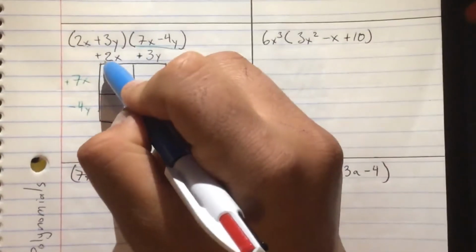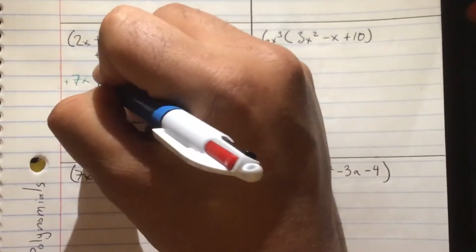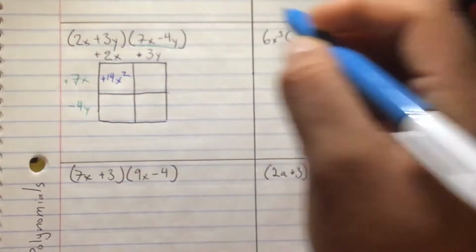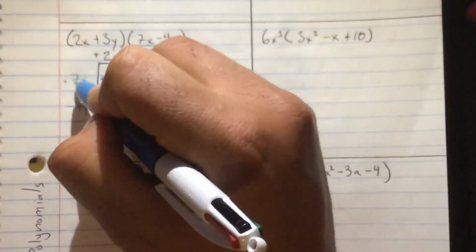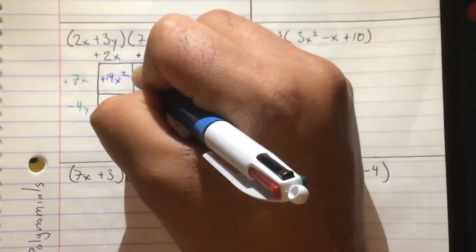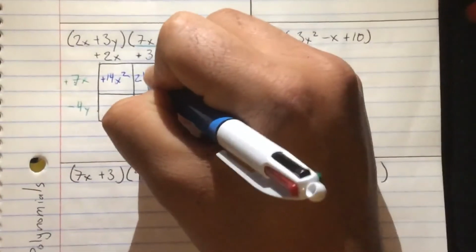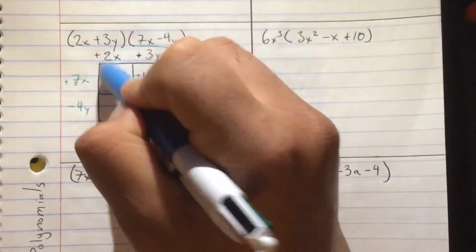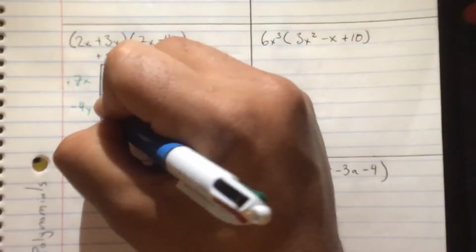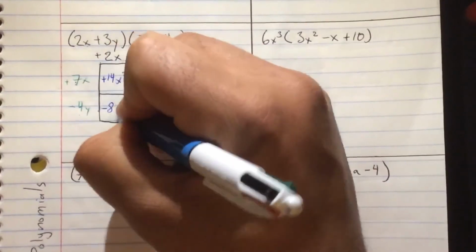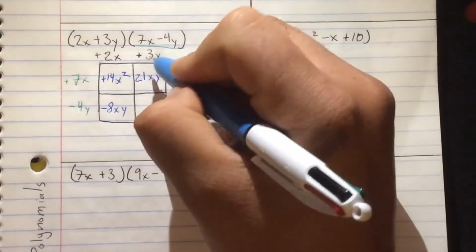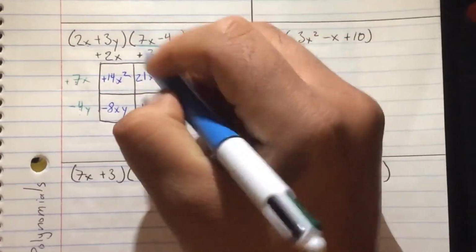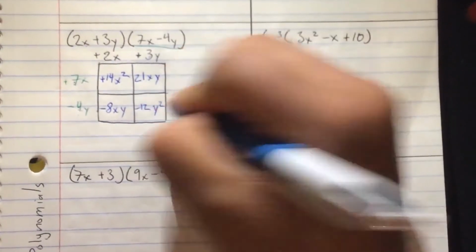So when you're doing this one, all you're doing is you're just multiplying the boxes together, just like we did with tables. So 2 times 7 positive would be positive 14, and then x times x is x squared. 3 times 7 would be 21, and x times y is xy. Then we'll go ahead and move on to this one here. So 2 times negative 4 would give us a negative 8. X times y is xy. And 3 times negative 4 would give us a negative 12. And y times y is y squared.